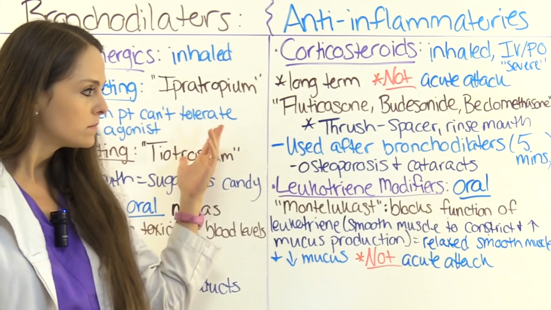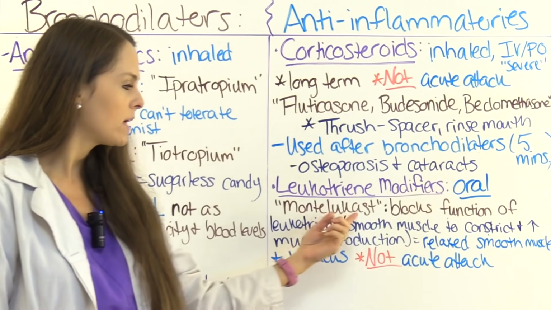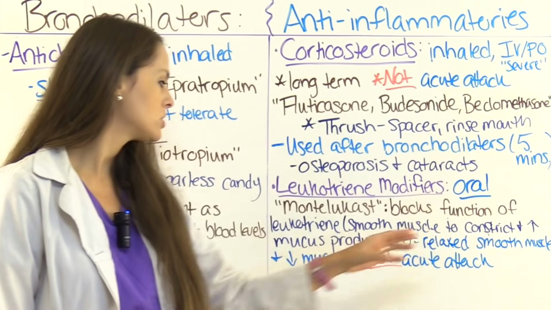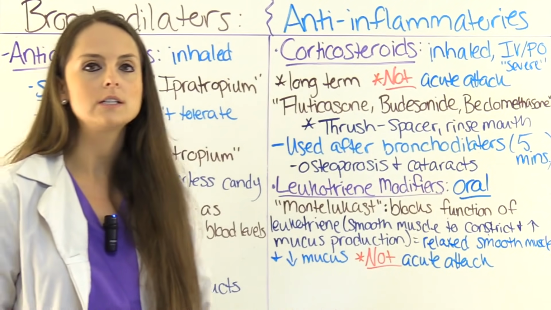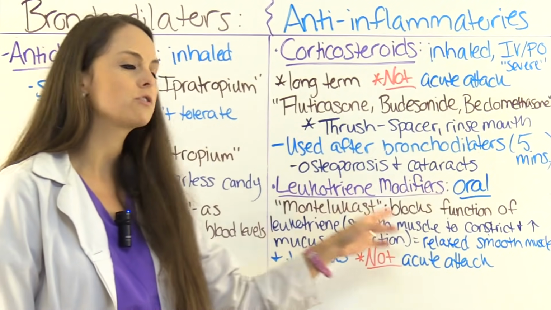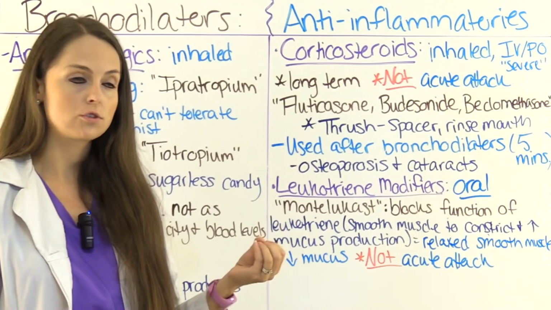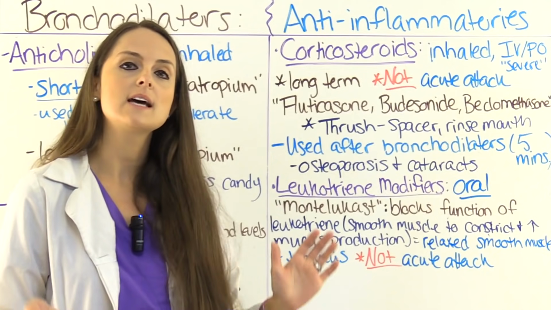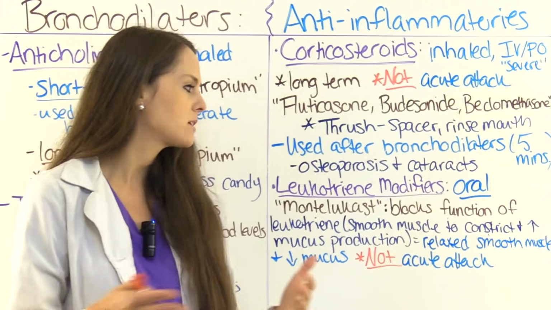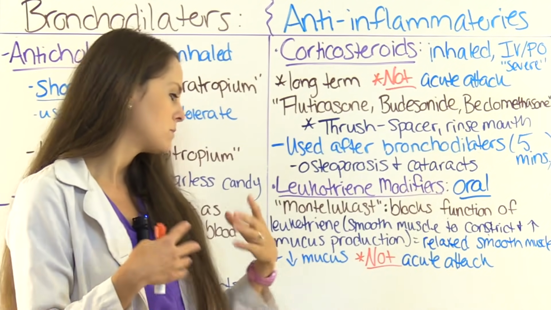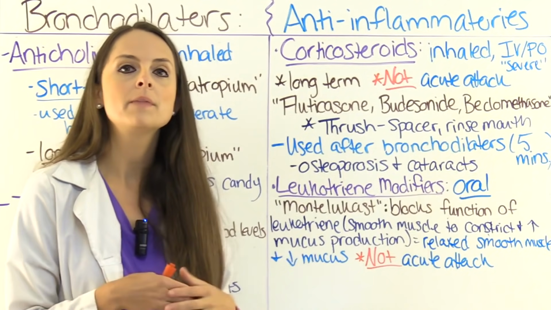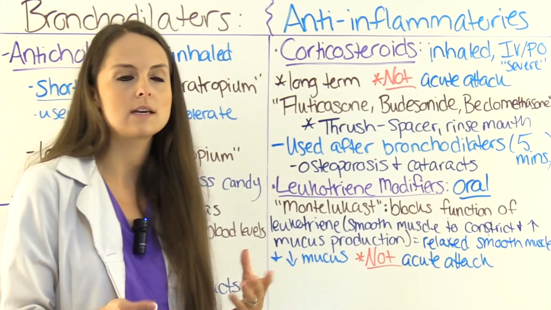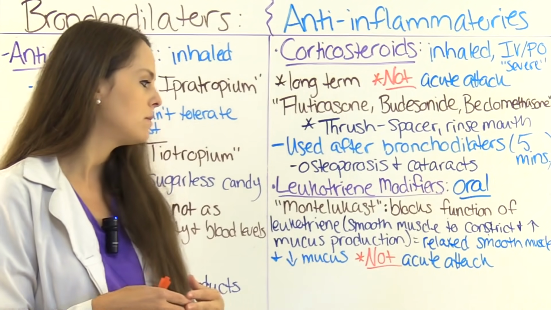Okay, another type of anti-inflammatory is leukotriene modifiers, and these are given orally in a pill, and a common one is Montelukast. And how these work is that they block the function of leukotriene. And what does leukotriene do? Leukotriene causes our smooth muscle to constrict, and it increases mucus production. So what this drug does is it blocks that from happening. So what's going to happen? We're going to have relaxed, smooth muscles, so we're going to breathe better, and we're going to get decreased production of mucus. So you're not going to get that mucus in there blocking that lumen even more.